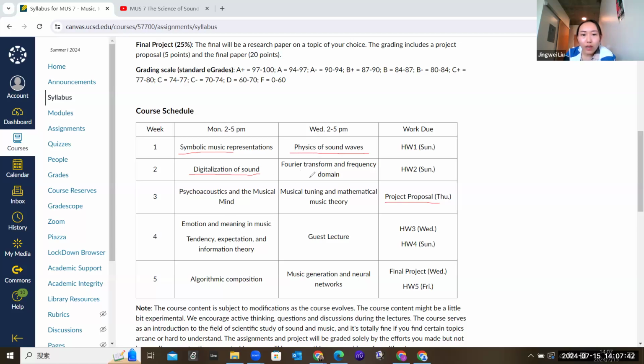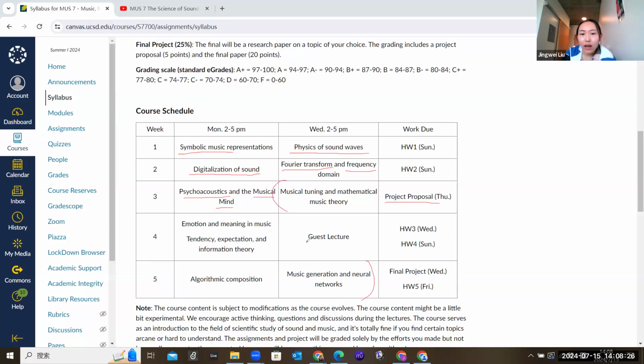Then we'll talk about the frequency domain, not really the technical, math part of the Fourier transform, but just giving you an intuitive understanding of what the Fourier transform and the frequency domain are, and something related to digital signal processing. So this will be our week 4, and in week 5 we'll talk about psychoacoustics, auditory processing, and the musical mind. I don't think we have time to cover all those things here.